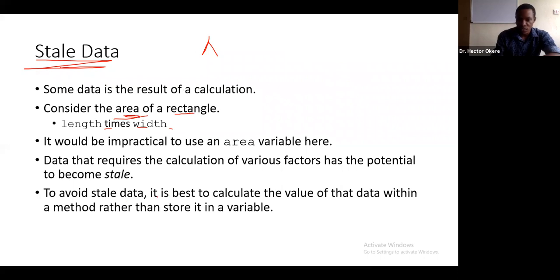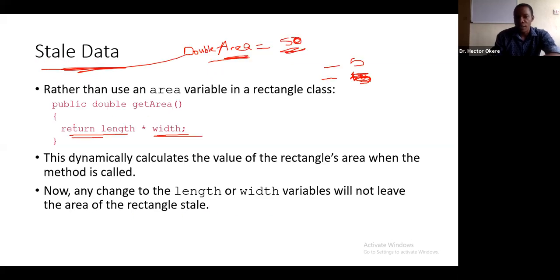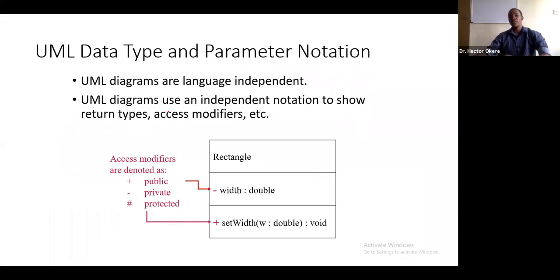So to avoid stale data, it is best to calculate the value of that data within a method rather than store it as a variable. So it's better to do it like this than like this, if the value will be changing. This is dynamic: any change in the length and the width will not leave the rectangle stale. Anytime you change the length and the width, it will also change the value when you call this. I have already given you a similar example.